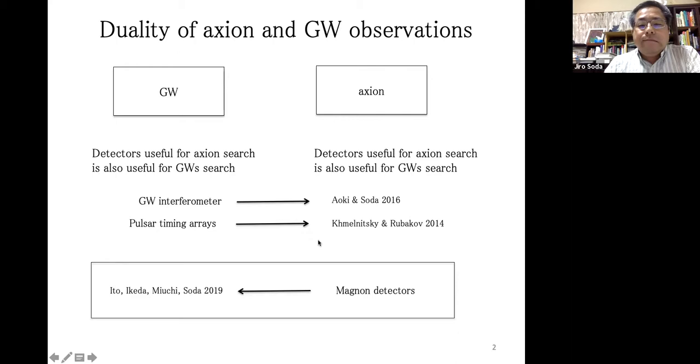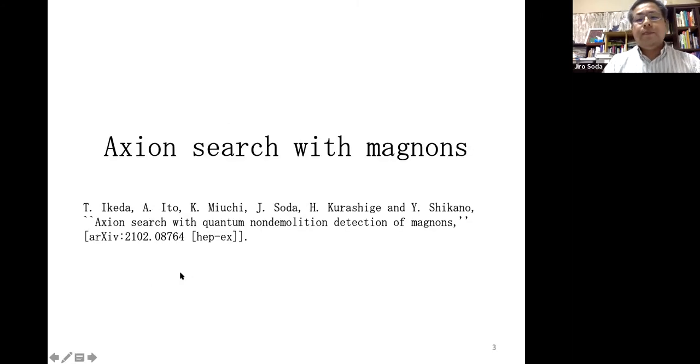Today, I'd like to explain how to use magnons to detect the axion. And I'll explain how to use magnons to explore the high frequency gravitational wave. This is the main topic of my talk today. So first, I would like to explain how to probe the axion with magnons. This talk is based on the former paper.